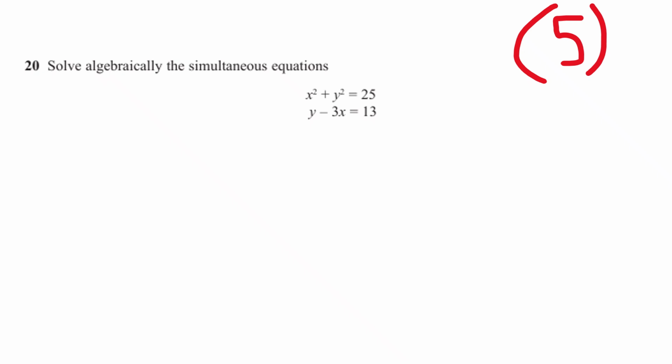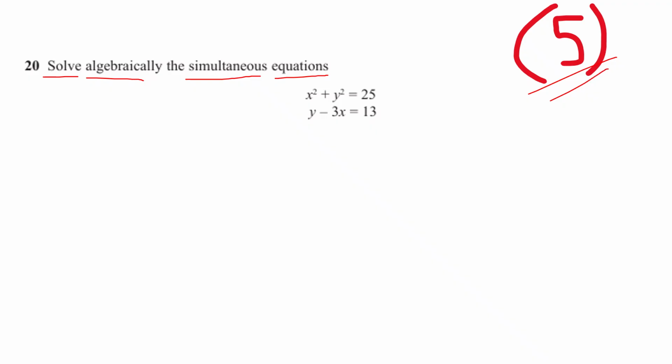Okay, folks, let's look at this beastly question where we are asked to solve algebraically the simultaneous equations x squared plus y squared equals 25, y minus 3x equals 13. Okay, so this is quite a big and beastly 5-mark question. It's not too bad of a question.